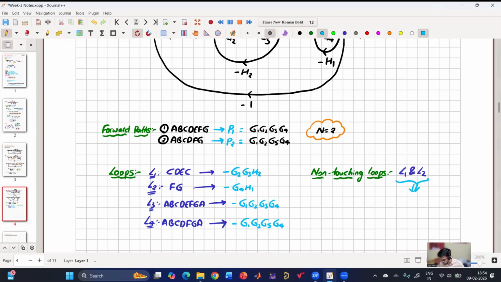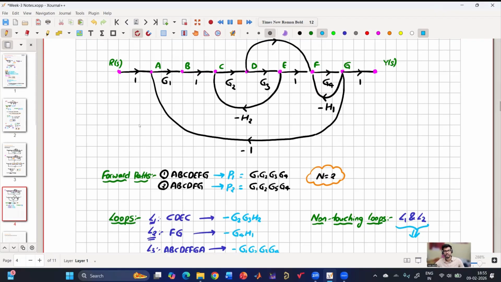Sir, kindly scroll down and show the signal flow graph, sir. Oh, sorry. Now can you see? Yes, sir.